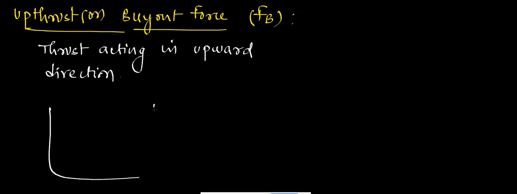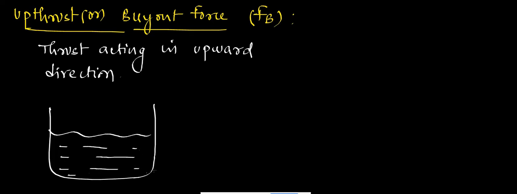So let us take a container, fill it partially with some liquid, and immerse a body into it. Then what happens? The body can be wholly or partially immersed; it can be any case. In both cases, upthrust will be present. Weight of the body is acting downwards, that is m into g. Now upward, what is acting? Buoyant force, which is also called upthrust.